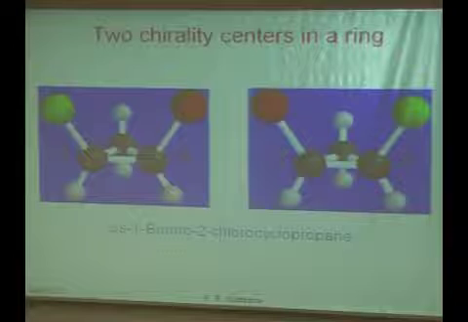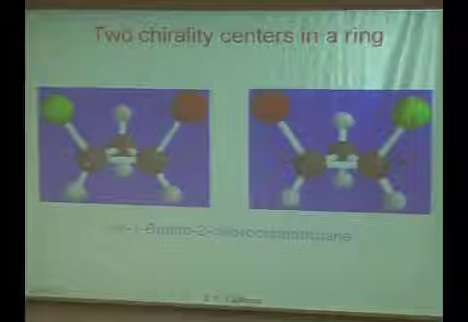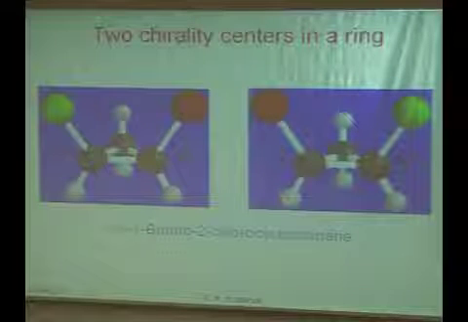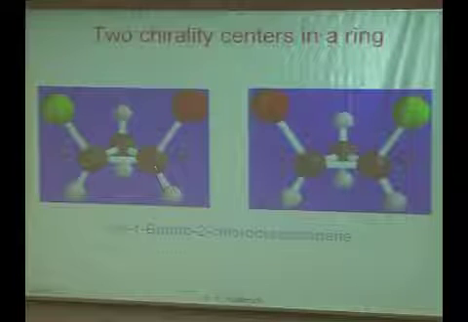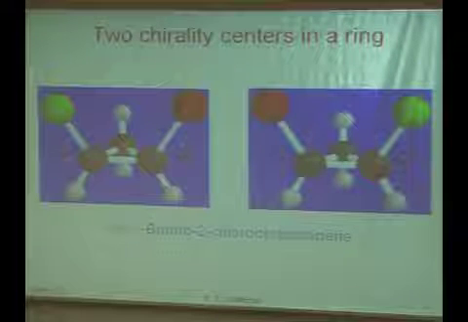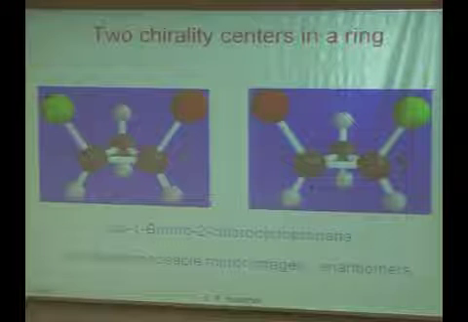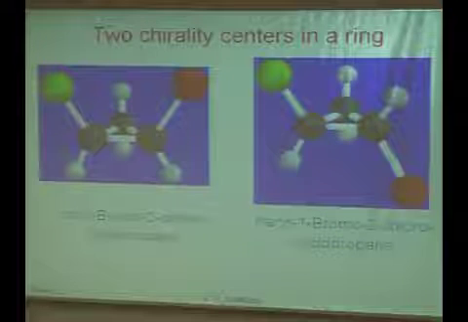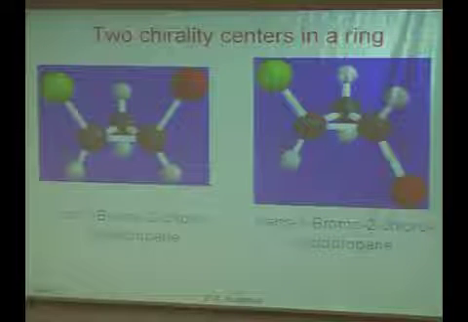What about the cis-1-bromo-2-chlorocyclopropane? Well, again, if you put a mirror right here, that will tell us that this molecule is, in fact, the mirror image of this molecule. This has a configuration of R. Mirror image is S. This has a configuration of S. The mirror image is R. They are non-superimposable mirror images. Therefore, they are enantiomers.